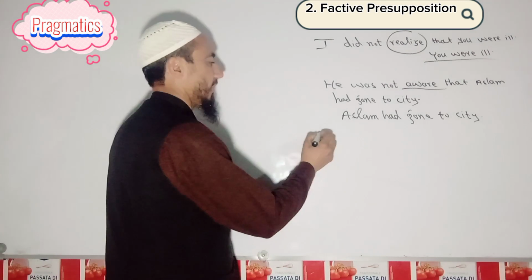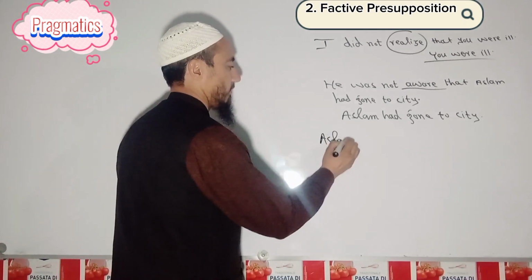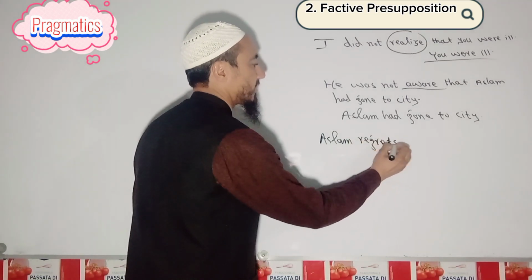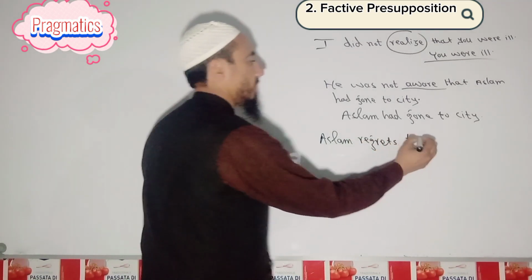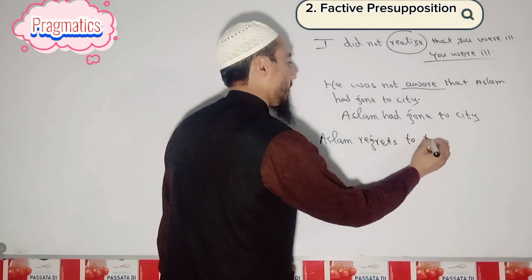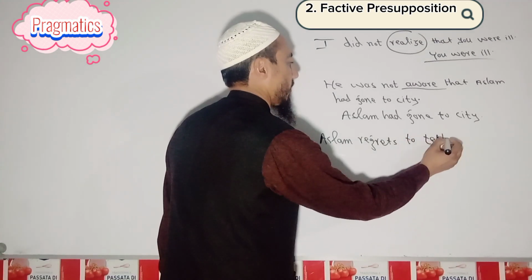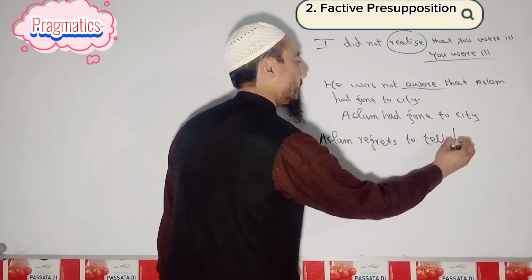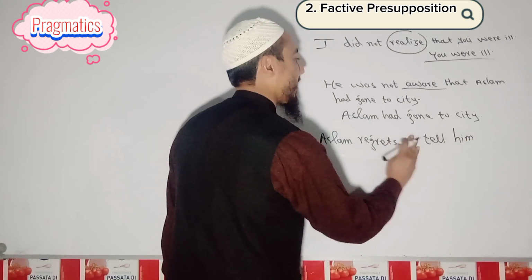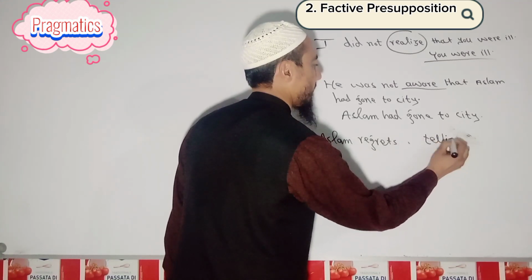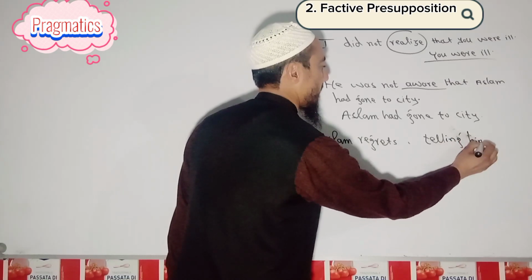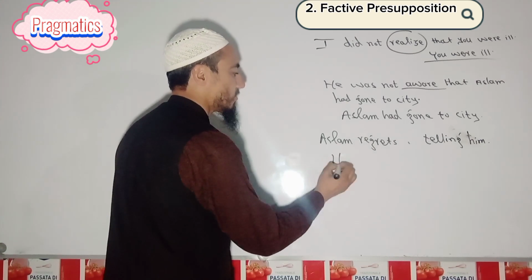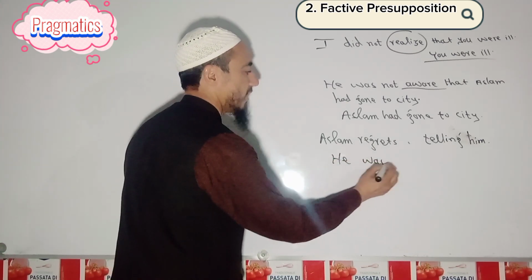Another example. Aslam regrets to tell him, or regrets telling him. It means that he was told or he told.